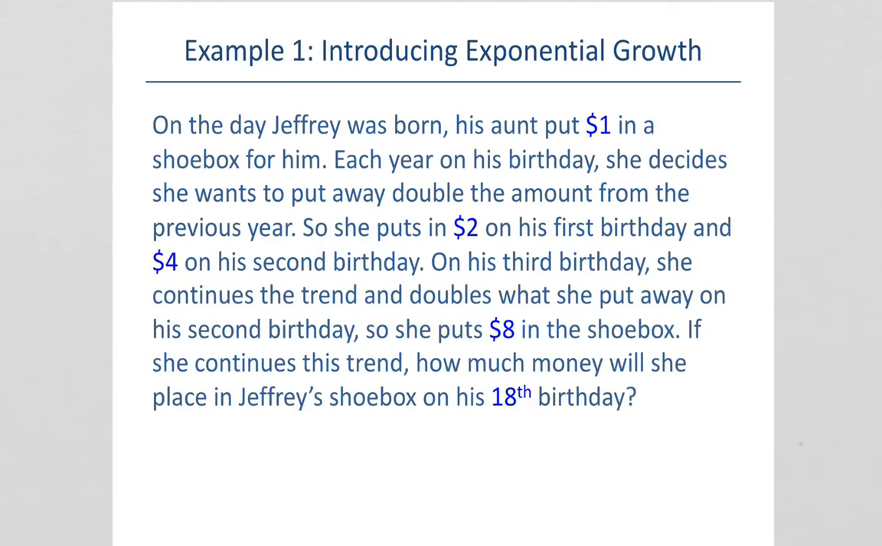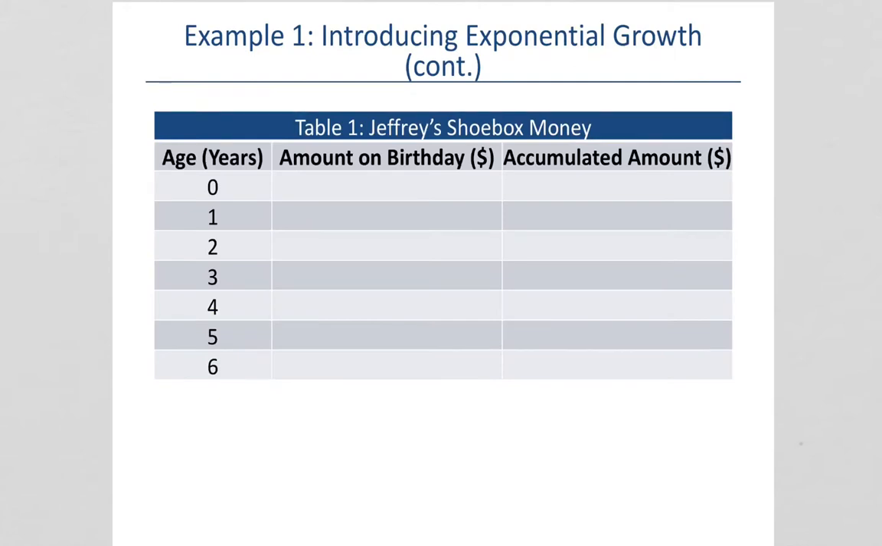On the day Jeffrey was born, his aunt put $1 in a shoebox for him. Each year on his birthday, she decides she wants to put away double the amount from the previous year. So she puts $2 on his first birthday, $4 on his second. On his third, she puts $8, and so forth. If she continues this trend, how much money will she have placed in Jeffrey's shoebox on his 18th birthday? Okay. Doesn't sound like it, but this could get expensive.